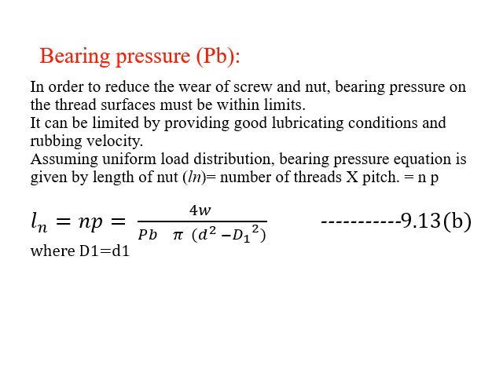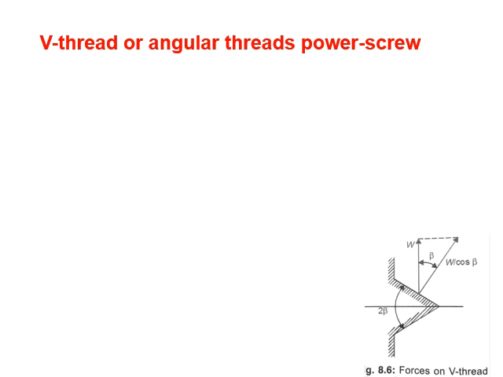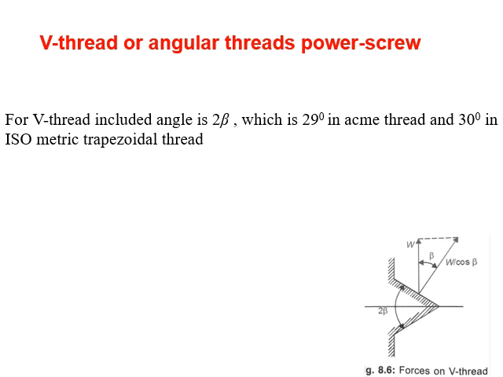Okay, where D1 is the core diameter. Okay, so coming to the V thread or angular thread power screws. Instead of the square thread you have seen, there are V thread screws that we have discussed.